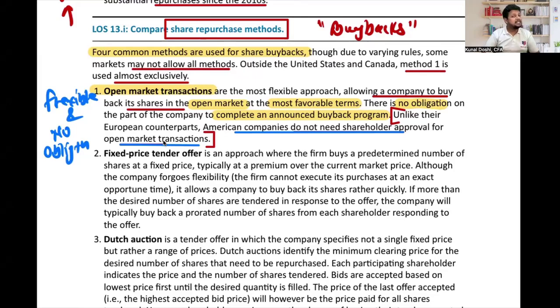This is the easiest option where, again, I will repeat, we announce the buyback. Whosoever wants to subscribe, they can subscribe. And those many shares, I can get back, either the entire amount or whatever amount I find feasible. No restriction. This is called open market transaction, the most flexible approach.